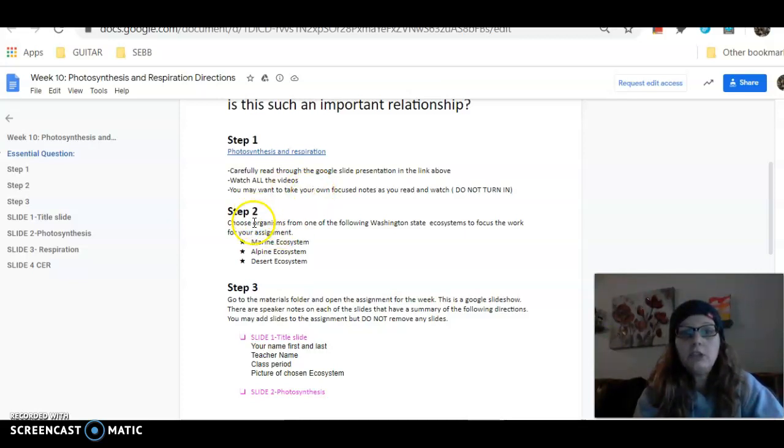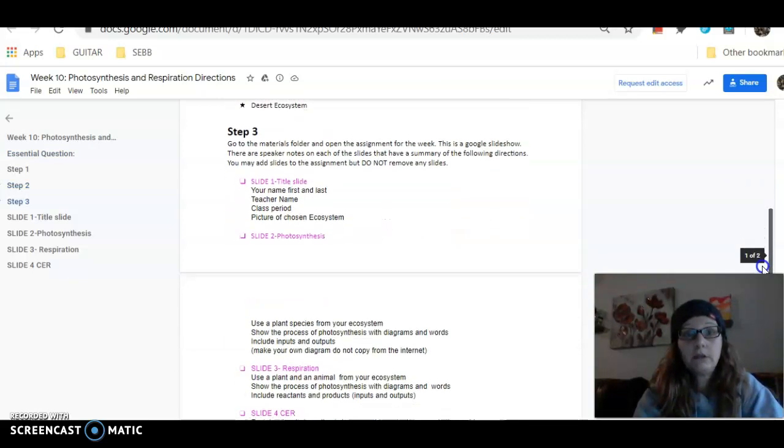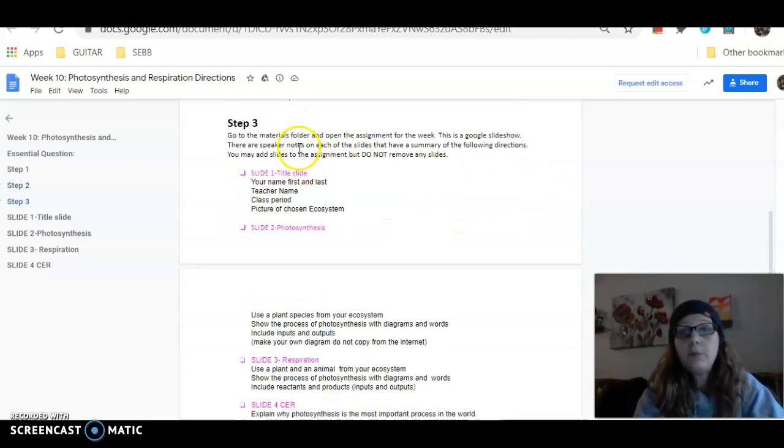Then step 2 is you're going to choose an organism and you're going to choose an ecosystem. We're using Washington overall. If you want to stick with the ecosystem that we've been learning about through Pop and Eco, stick with the marine ecosystem. You could use the orca. However, if you want to do something alpine, looking more at the mountains or desert ecosystems, that's fine. Pick one ecosystem. Then after you pick the ecosystem, this is where you're going to do the processing. All right. You are going to create a PowerPoint presentation. All right. It's a Google slide. I apologize. Slideshow.